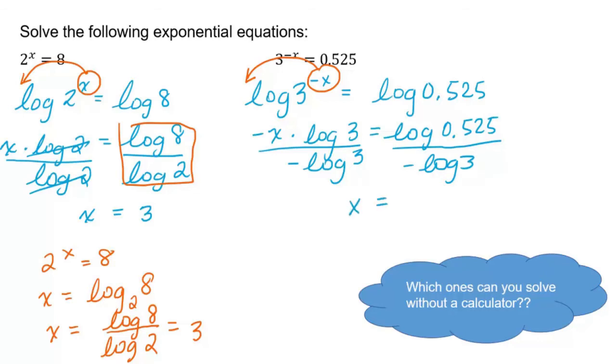So we've isolated x on the left-hand side. So we simply use our calculators to evaluate the logarithm of 0.525 and divide that by the negative logarithm of 3. We get a final answer here of 0.585. You can try this question again by converting 3 to the power of negative x equals 0.525 to its logarithmic form. You should end up with the same answer.